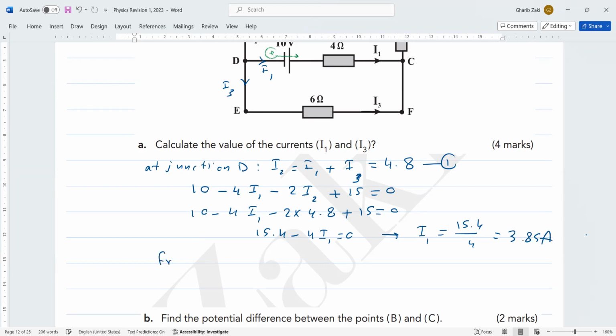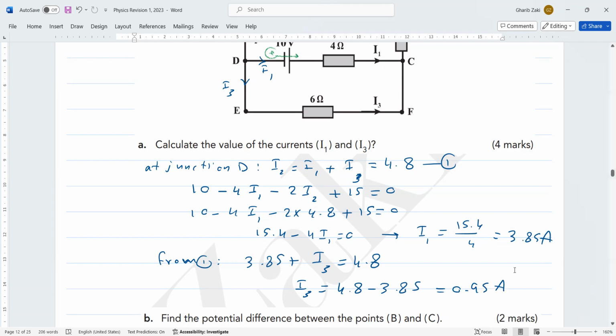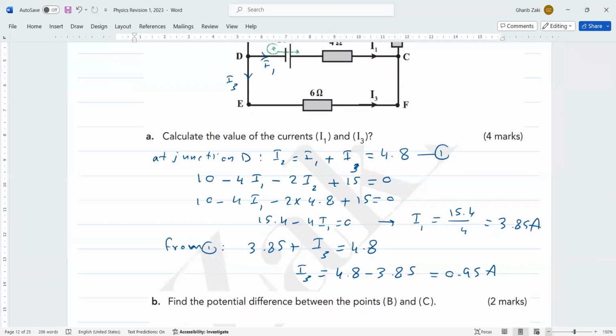Now, from equation number 1, I1 is 3.85 plus I3 equals 4.8. Then we can get I3. It's 4.8 minus 3.85. So it is 0.95 ampere. In the second part, he said, find the potential difference between B and C.